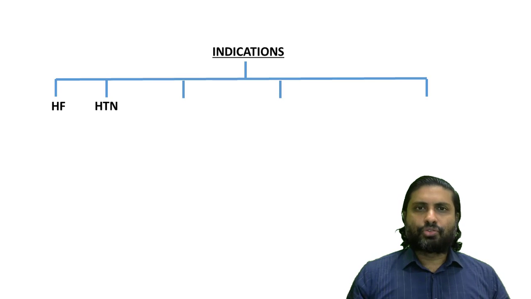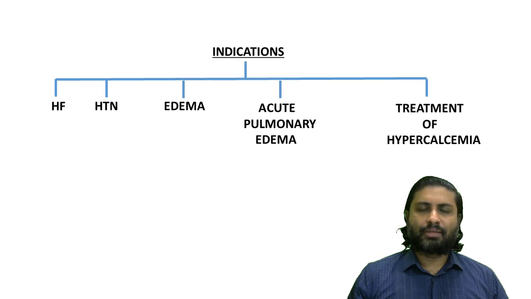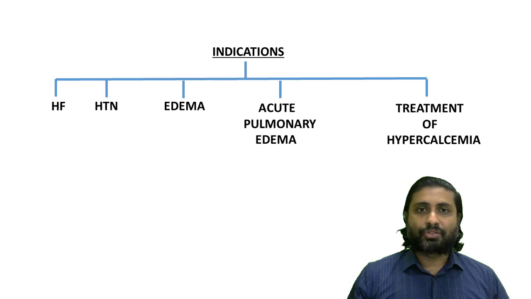Loop diuretics are useful in the treatment of edema of various causes, and they can be life-saving in patients with acute pulmonary edema, which we commonly see in association with acute decompensated heart failure. There are certain forms of hypercalcemia that can be treated using loop diuretics. Certain patients do benefit from the administration of loop diuretics, patients with hypercalcemia. So these are some indications.